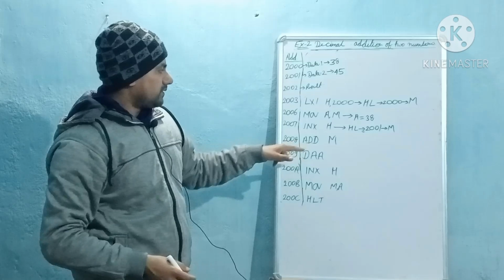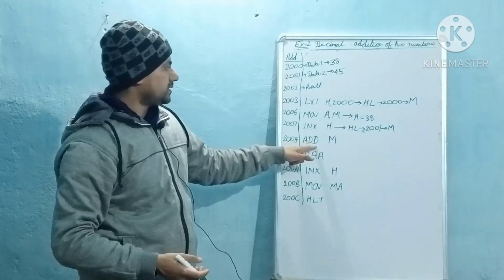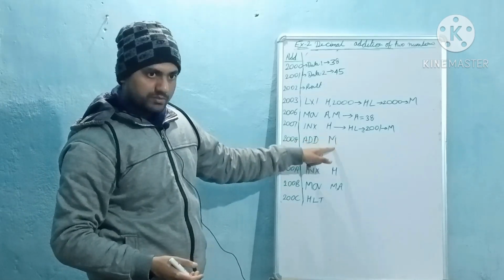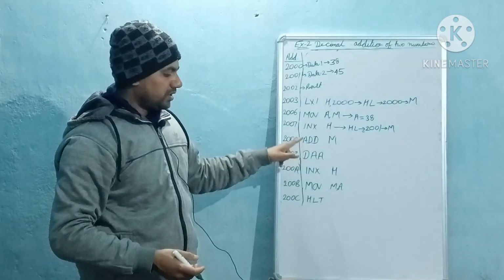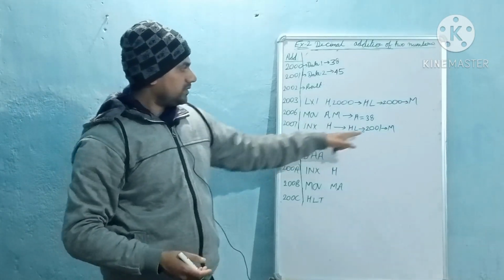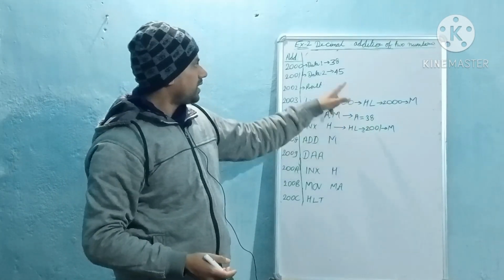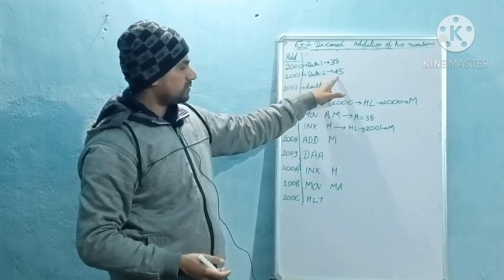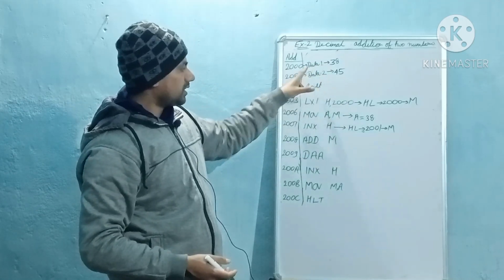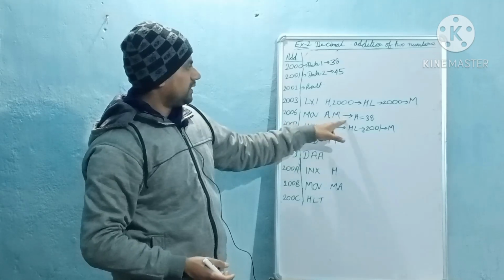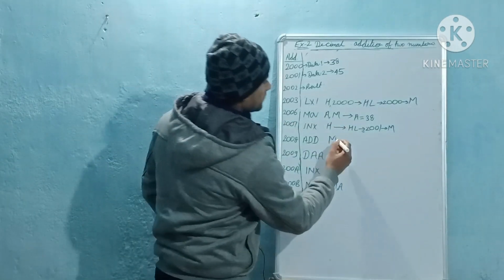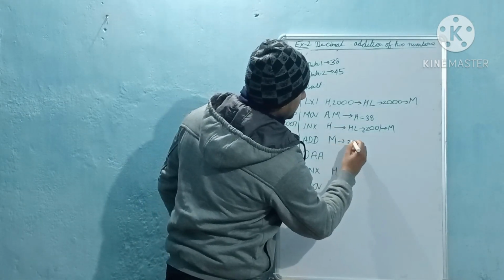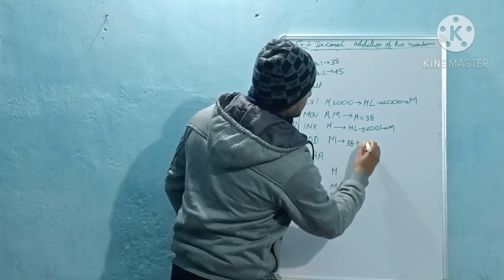The next instruction is ADD M. ADD M means add the content of the memory to the accumulator. The memory M means 2001, so whatever we have in 2001, here 45, is added to the content of the accumulator. In the accumulator we have 38, so here we will get 38 plus 45.